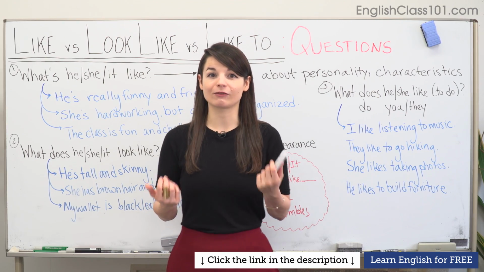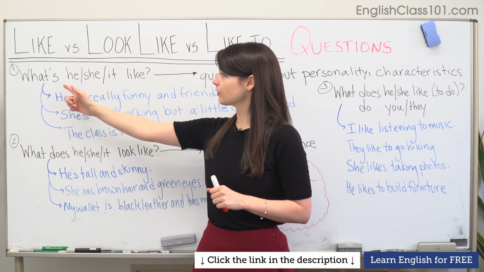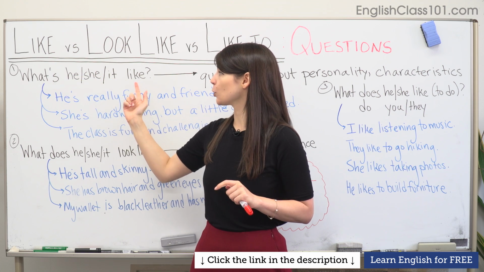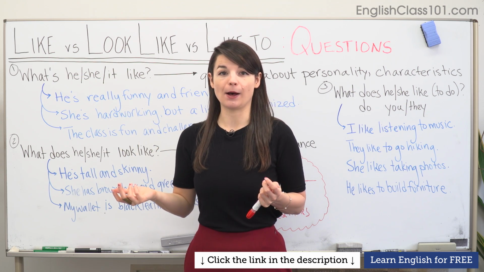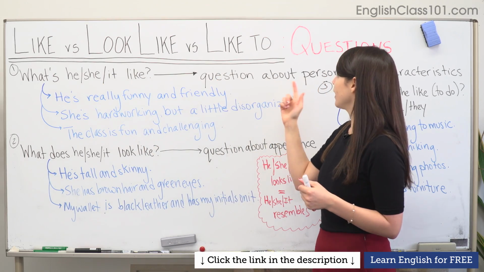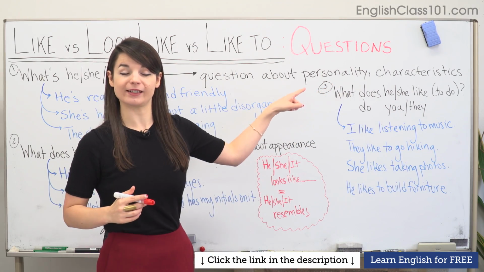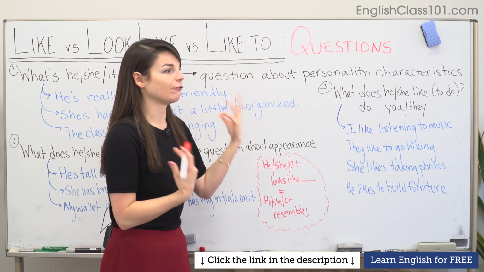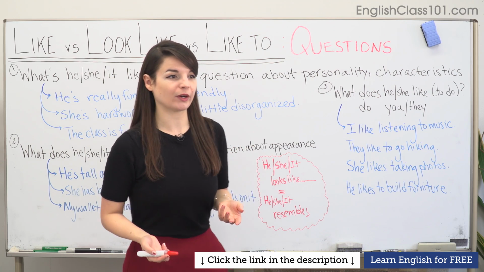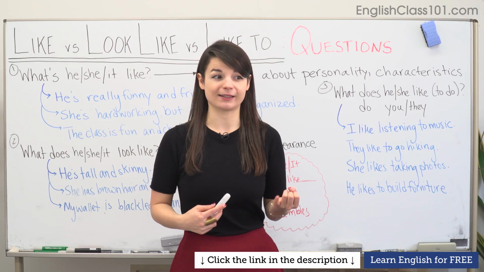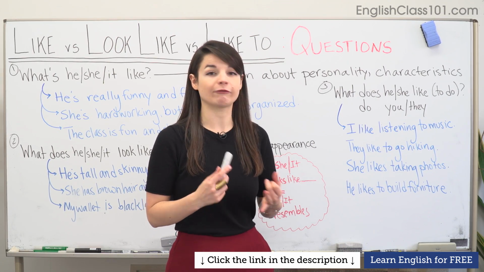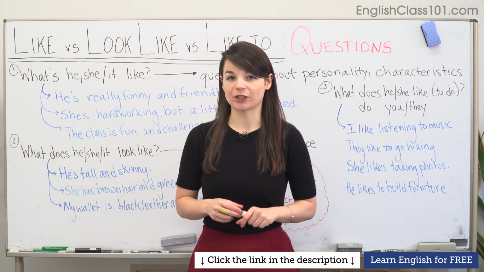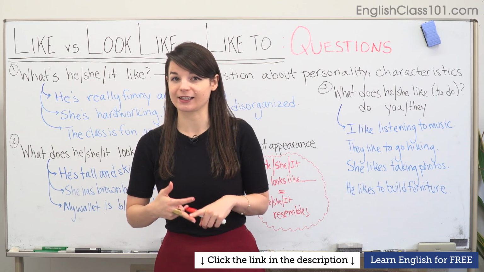Okay, let's start with the first question I want to talk about. The first question uses the verb like. So for example, what is he or she like? Or what is it like? So this is a question that we use to ask about personalities and characteristics. So what's he like? What's she like? What is it like? This is a question about the features. So when we answer this question, we'll give some information about a person's character, or maybe the functions of a product, for example. So what's it like, or what is he or she like? This is a question about personality or features or characteristics of something.